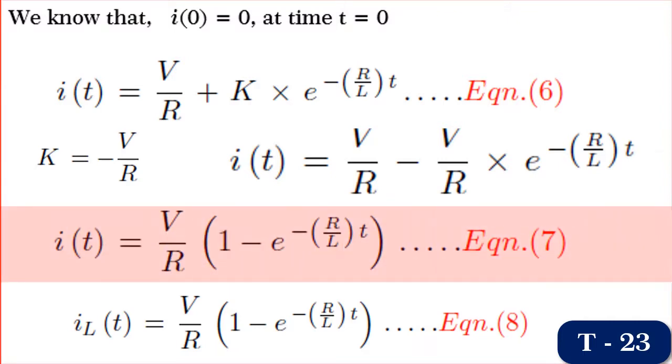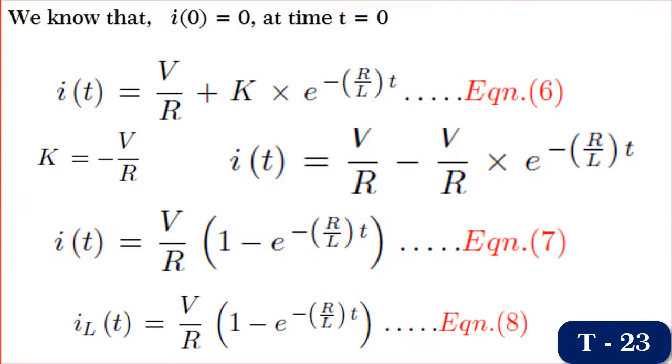This equation is the complete solution for I of t. Since L and R are in series, IL of t also is equal to V by R into bracket 1 minus e to the power of minus R by L into t. Let it be equation 8.